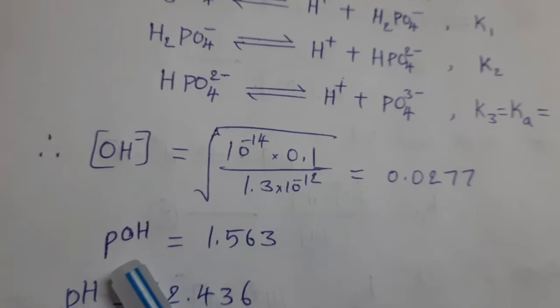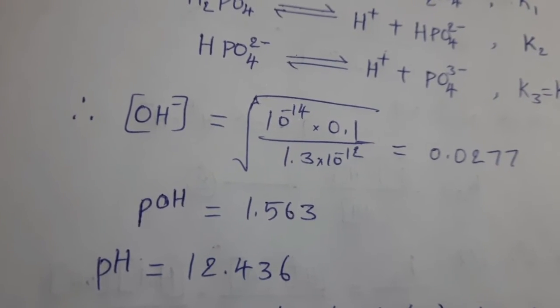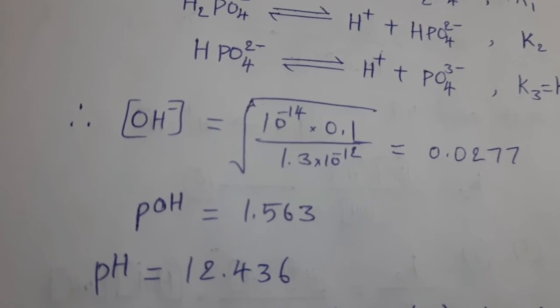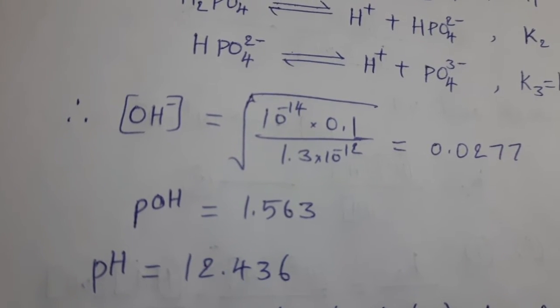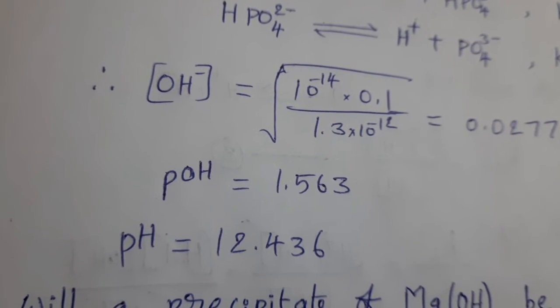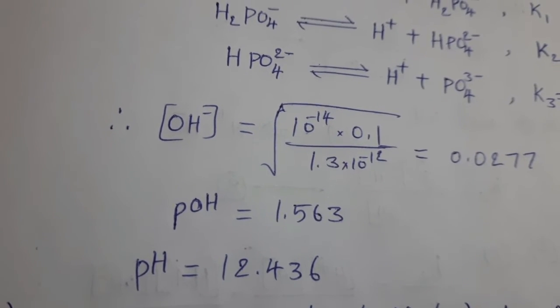0.0277. From this, POH is equal to minus log of the OH minus ion concentration, base 10. So POH equals 1.563. From that, pH equals 12.436. Okay, so understand this type of questions and practice carefully.